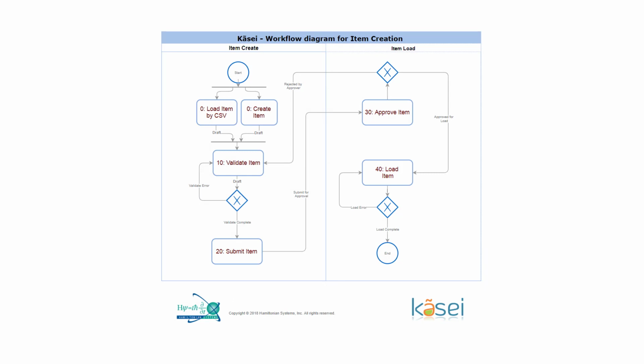In this use case, we are going to see how to create an item in the Kasei application and then pass it through a workflow to validate the item and approve the item and finally load the item into Oracle Applications Cloud. The workflow has two roles, item create role and the item load role. Item create creates the item, validates the item and submits the item for approval. Item load role approves the item and loads the item into Oracle Applications Cloud through the SOAP API.